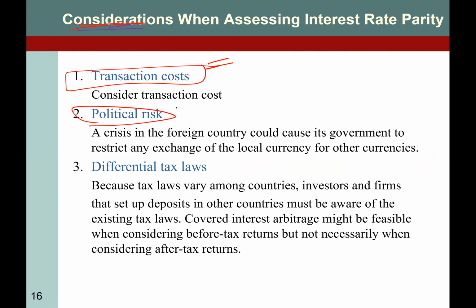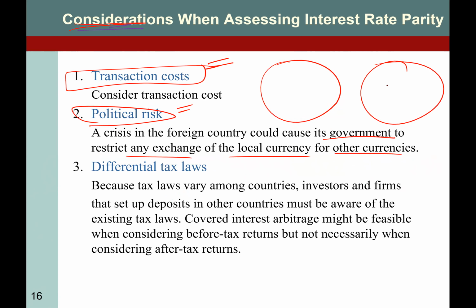Due to political risk, a crisis in a foreign country could cause its government to restrict any exchange of local currency to other currencies. What if, Nicola, China says that you cannot convert your return back to US dollars? So you are stuck here. You wanted to earn this 20%, and now you cannot take back your money. Plus, if the Chinese say that no foreigners can invest here, then you cannot exploit this interest rate parity opportunity.